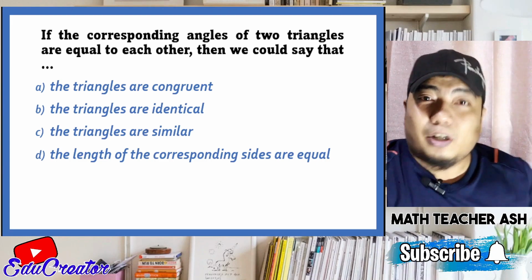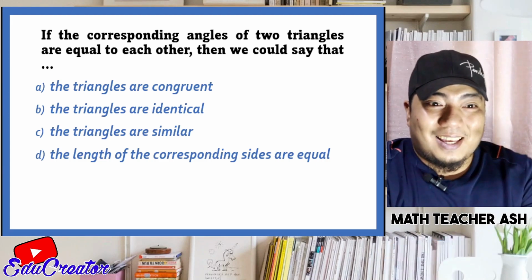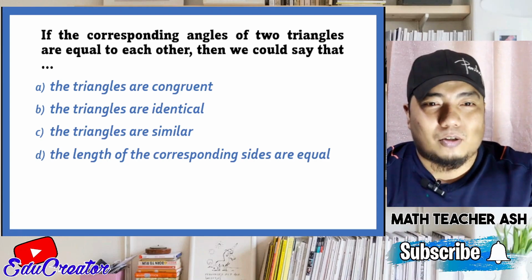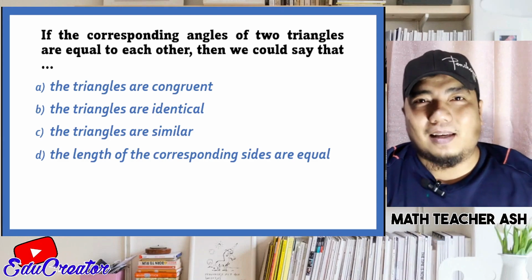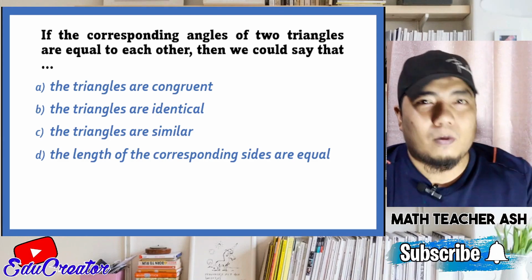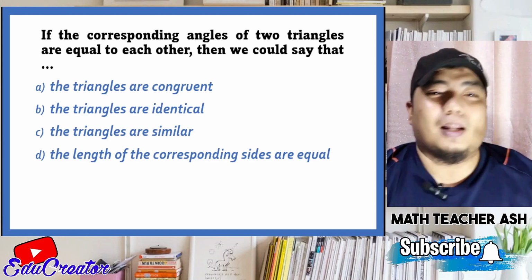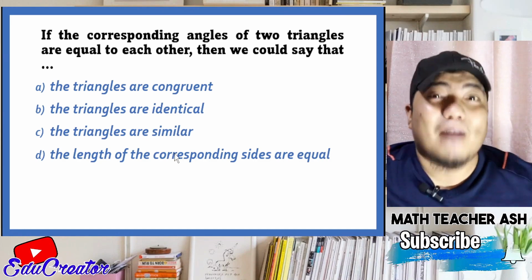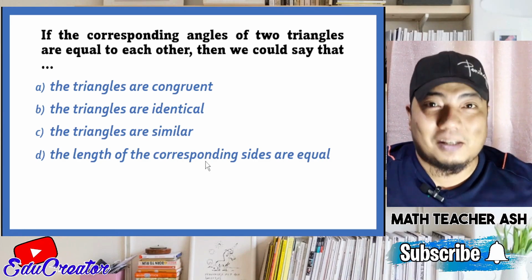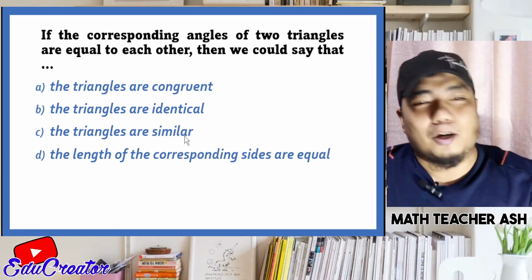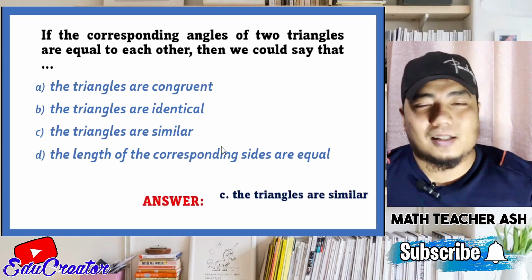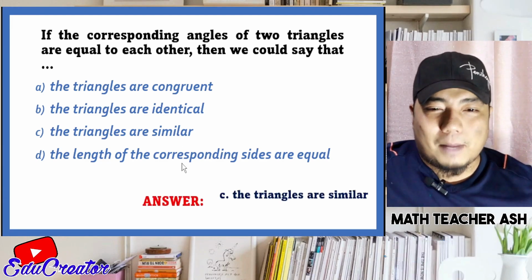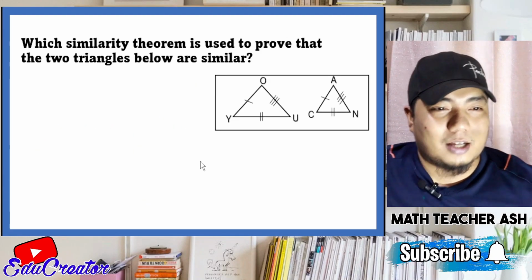My dear math learners, in this given statement, the corresponding angles of two triangles are equal to each other. So therefore, there are three angles, so AAA. So basically, having that similarity, you just need at least two in order for it to become similar. So therefore, having three, they are automatically similar, not just congruent but similar. So therefore, the correct answer is letter C. Okay, we got the correct answer, my dear math learners. So now let us go to the next question.